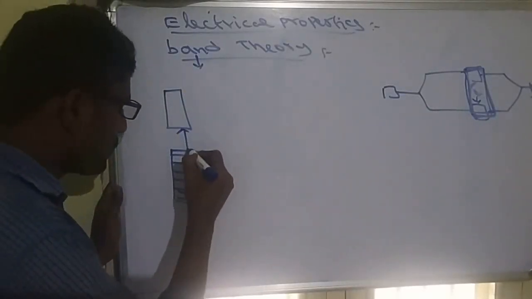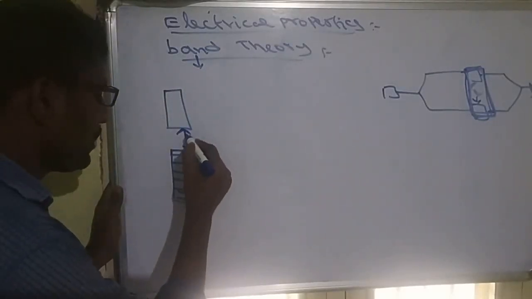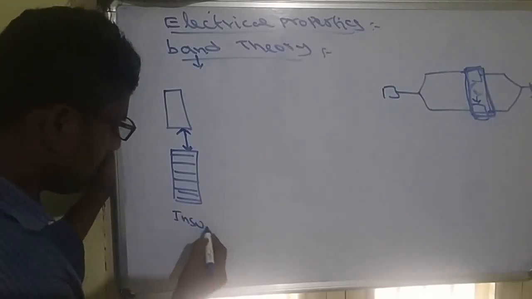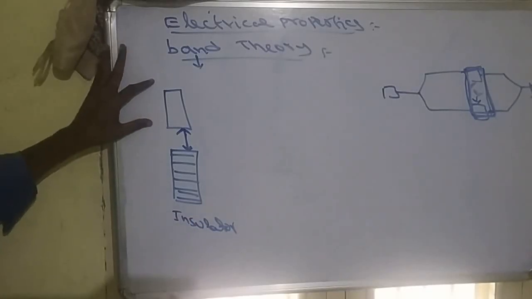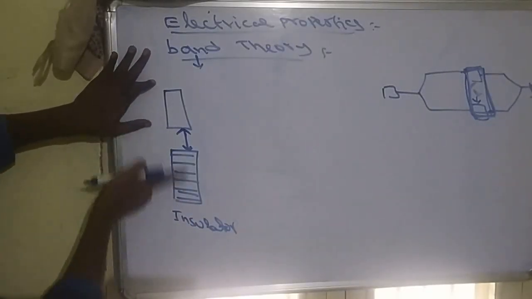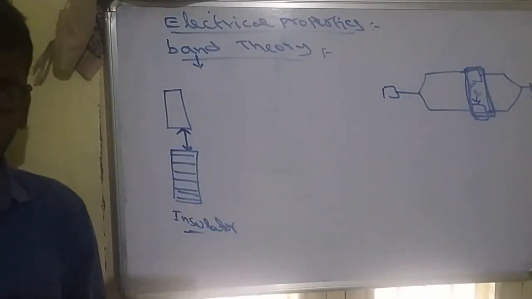Between these two bands, valence band and conduction band, if the energy gap is very large, then that is called an insulator. Why? Because electrons are there and the orbitals are empty, but the distance is very large, so electrons cannot be excited. Due to that, there is no movement of electrons. Those are called insulators.